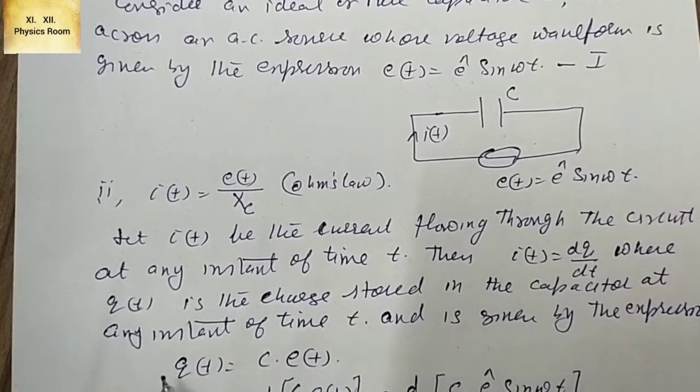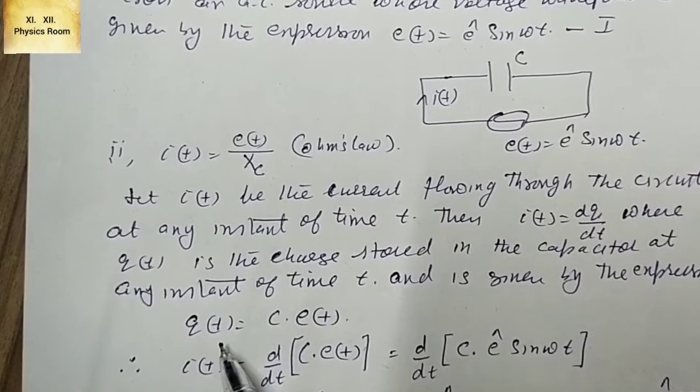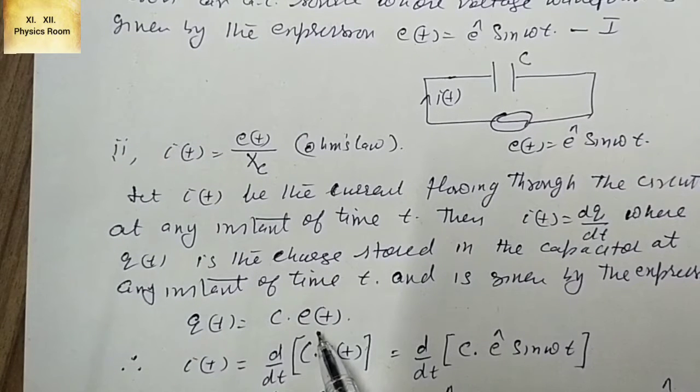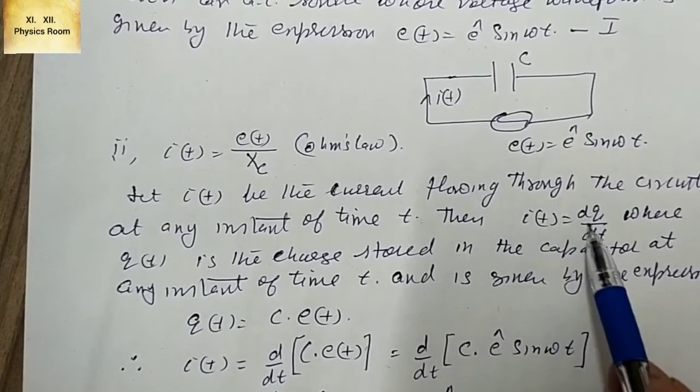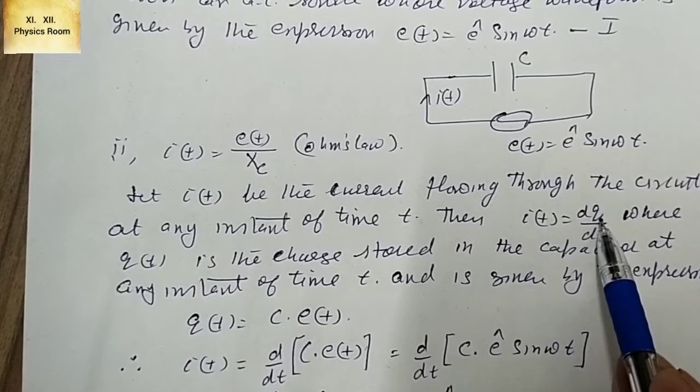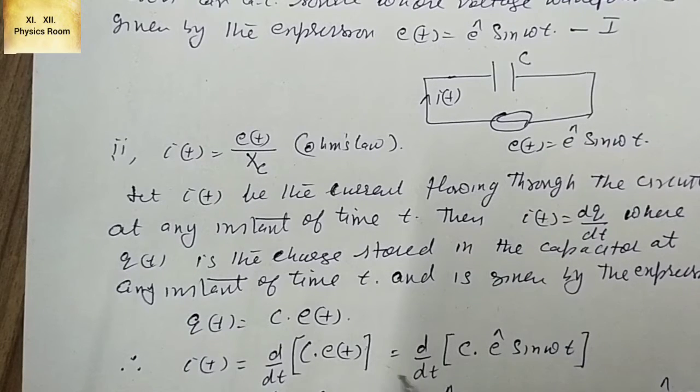and is given by the expression q(t) is equal to C into e(t). We are familiar with Q is equal to CV. So here, in place of V, we have the induced EMF e(t). So q(t) will be equal to C into e(t). Therefore, i(t) is equal to d/dt of C into e(t). In place of q, we write C into e(t).